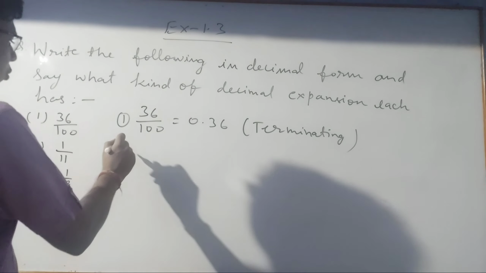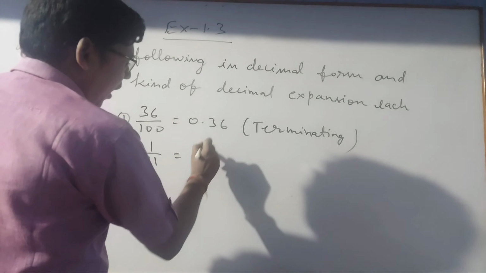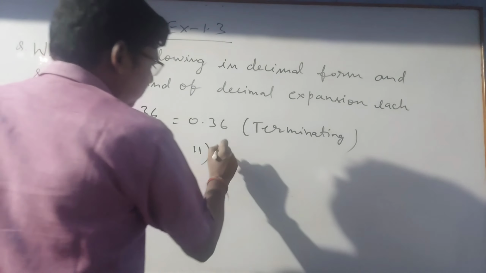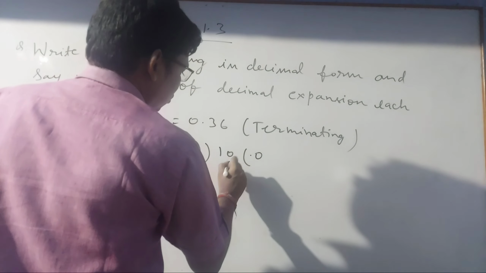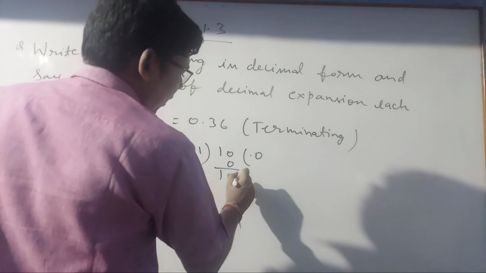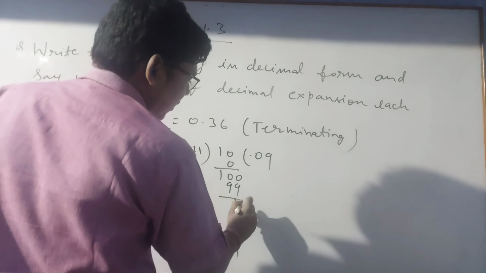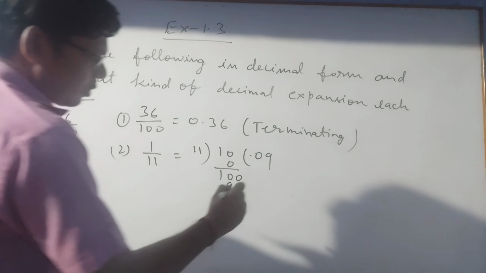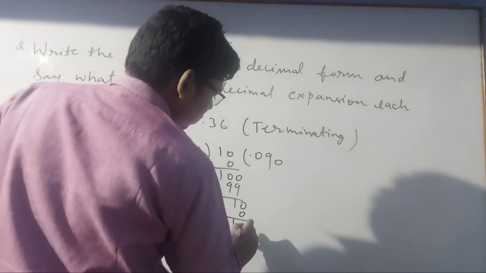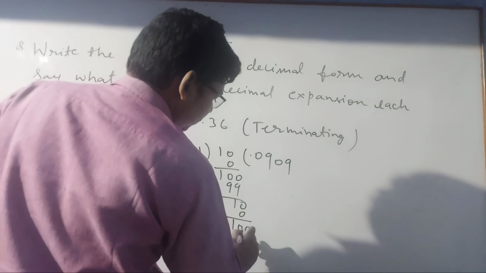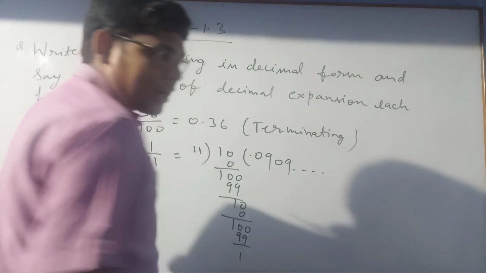Next, number 2, 1/11. You can divide it; you don't have to hesitate to divide. 0.0, then again 11 0s are 0, then 11 9s are 99, then 1, then again 0. 11 0s are 0, then again 0, 11 9s are 99. So I am observing 0909 like this, it is continuously repeating.